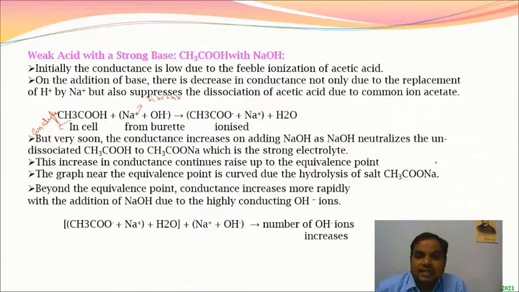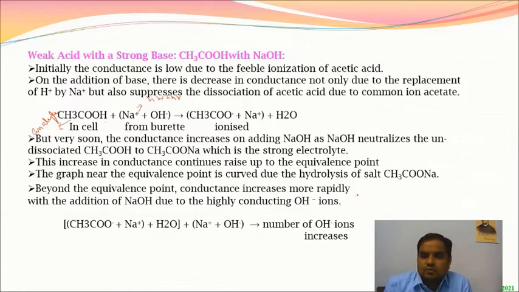The conductance increases on addition of sodium hydroxide, as sodium hydroxide neutralizes the undissociated acetic acid to sodium acetate, which is a strong electrolyte. This increase in conductance continues up to the equivalence point. After the equivalence point is reached, what happens on further addition of sodium hydroxide? Beyond the equivalence point, the conductance increases more rapidly due to the highly conducting OH minus ions. As the number of OH minus ions increases, the conductance increases.